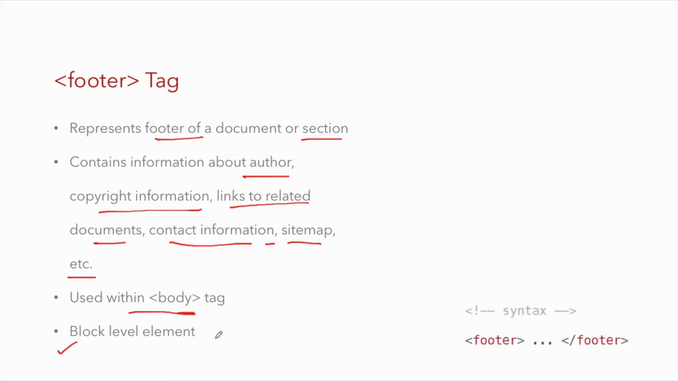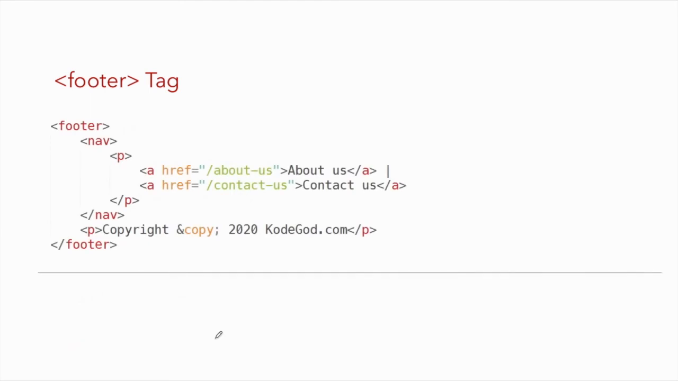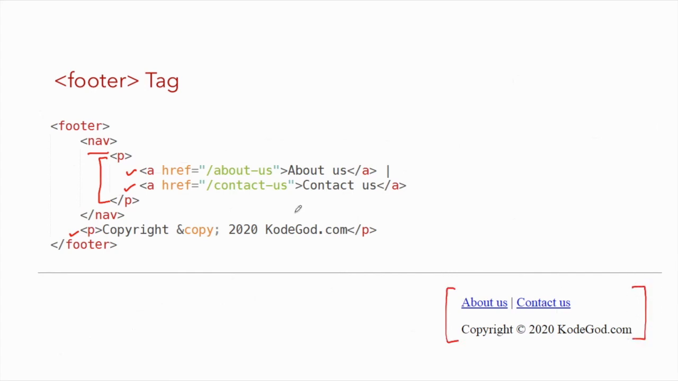So this is the basic syntax, and here is one example. We have added a nav tag, which is used for navigation controls. I have added a few hyperlinks over here, and also copyright information. So it can display something at the bottom like this. Again, this tag is completely optional, but as I said, it will add semantic information to your web page, and search engines or third-party engines can use it properly.